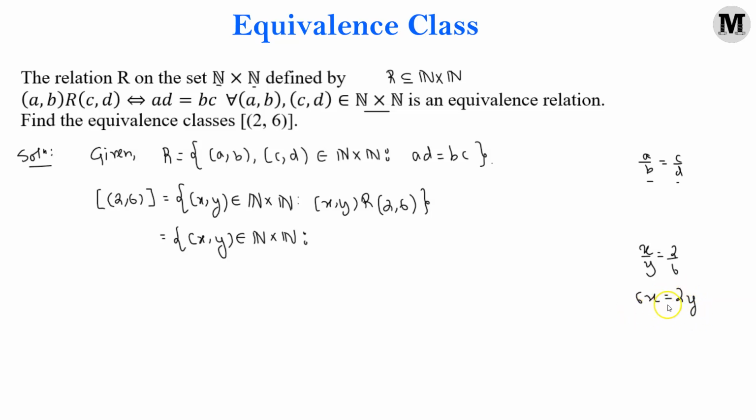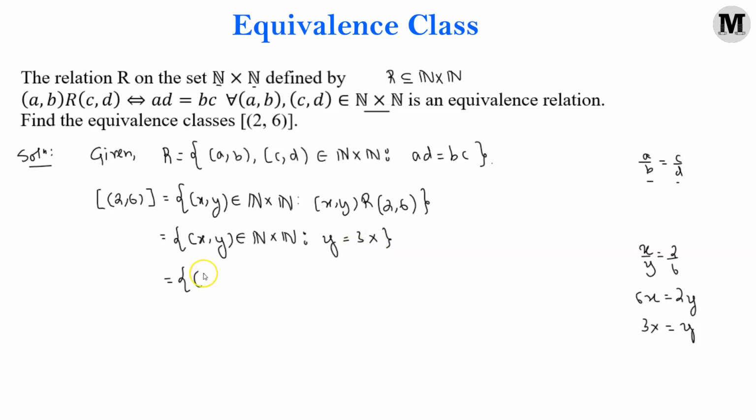Now, both of them have a factor of 2, so this can also be expressed as 3x equals y. So here we have y equals 3x. This is how x and y are related. Using this, we can now find the set of ordered pairs. What we're doing here is choosing x. Here, x and y are both natural numbers.